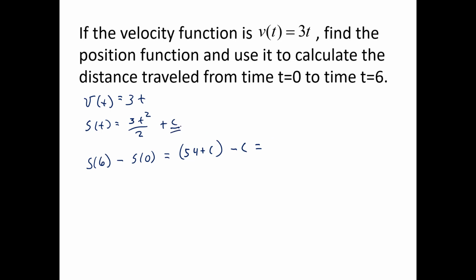I could have just used 0. I could have used any constant, because no matter what constant I use, it's going to go away. So why use any other constant than 0 if it's going to go away? So what we get is 54. The same area, the same.